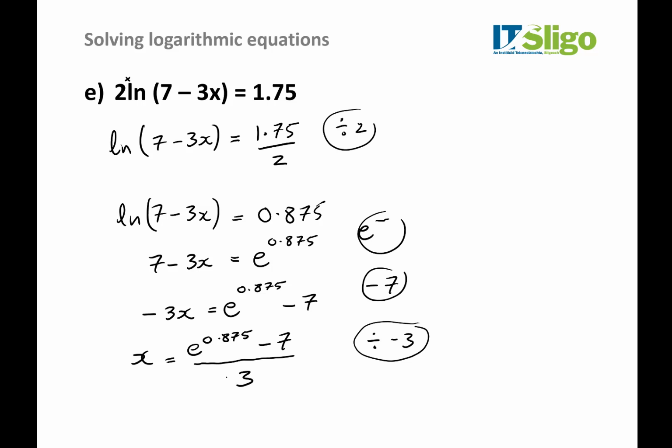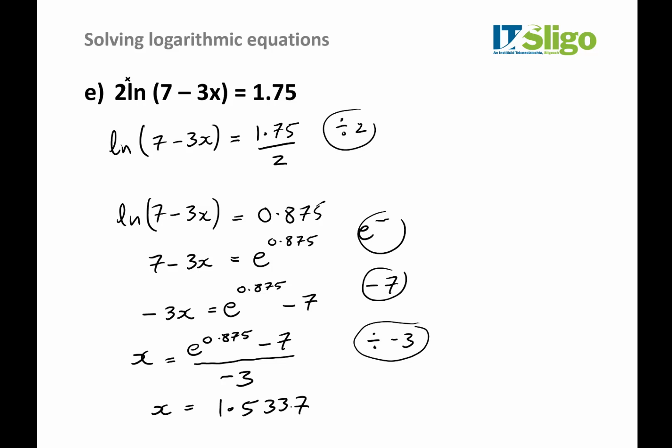So when we work this out, e to the power of 0.875 minus 7, when we divide by minus 3. So that will give us x is equal to 1.5337. And that's our answer. So I hope it makes sense, guys.